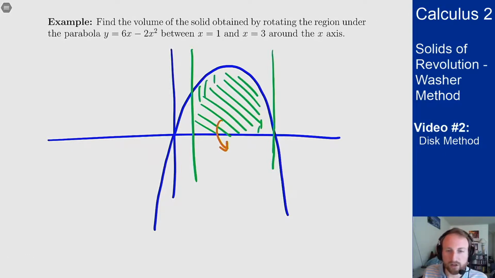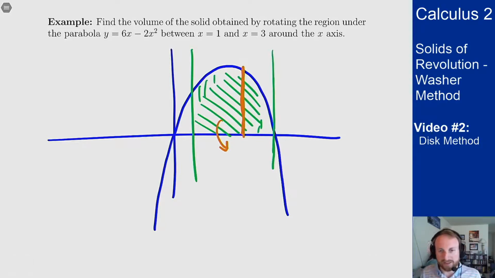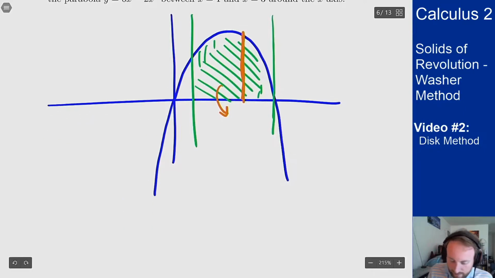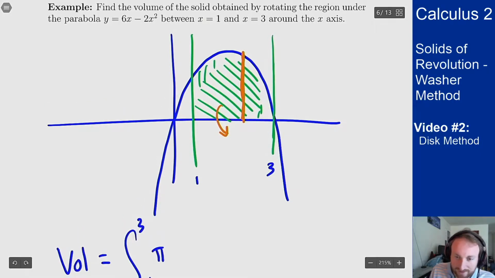I want to take this region here and revolve it around the x-axis. So I'm going to get some weird cut-off bowl-shaped thing. Here is my slice. That's the radius of my slice. I'm going to rotate that around the axis, so I'm going to get circles with that as my radius. So the volume is going to be the integral between my bounds of 1 and 3, pi times the radius, which in this case is exactly this function value, squared, dx.